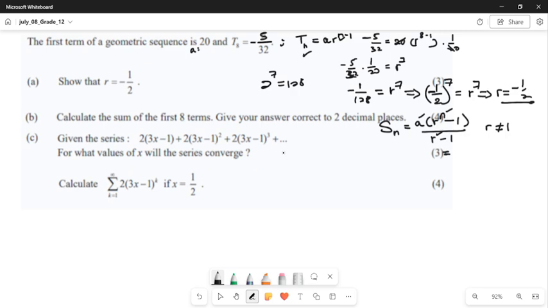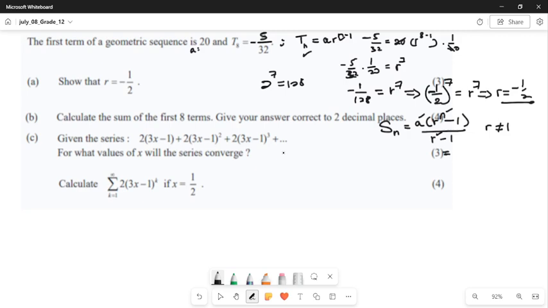Our first term is 20, multiplied by negative half raised to the power 7, minus 1, divided by negative half minus 1. And then the final answer, I'm getting the value 13.43.